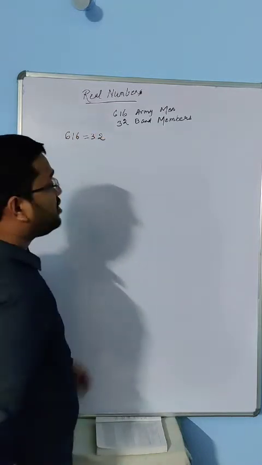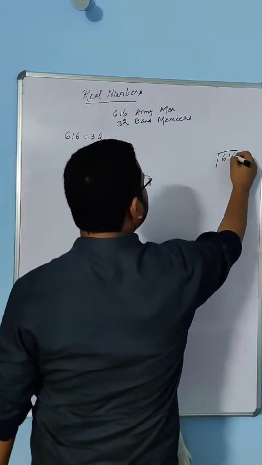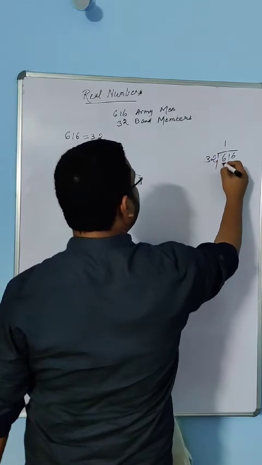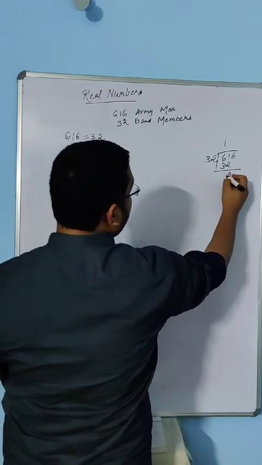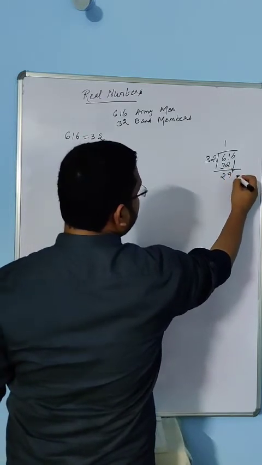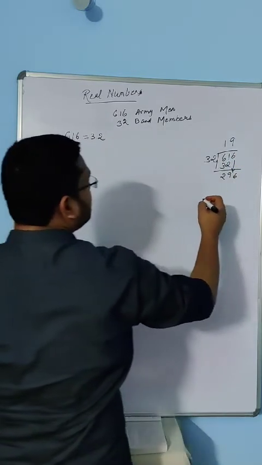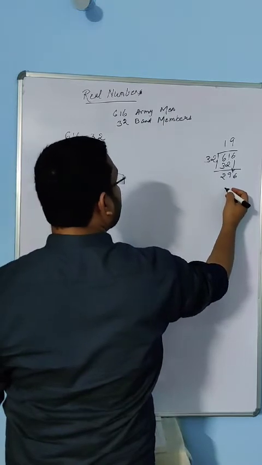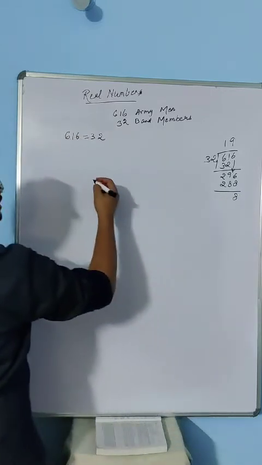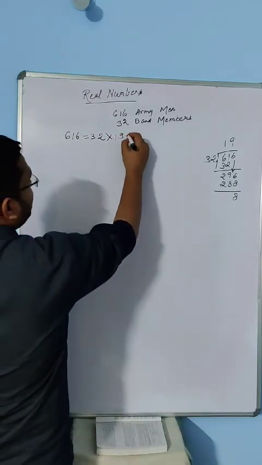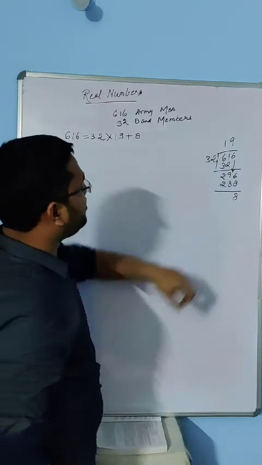We know how to do it. Dividend is equal to divisor into quotient plus remainder. Let's divide it. So 616 divided by 32 goes one time, 32. So 61 minus 32 is 29. The 6 comes down, it becomes 296. Now it goes 9 times and it becomes 288. That gives you a remainder of 8. So 32 into 19 plus 8, that is dividend is equal to divisor into quotient plus remainder.